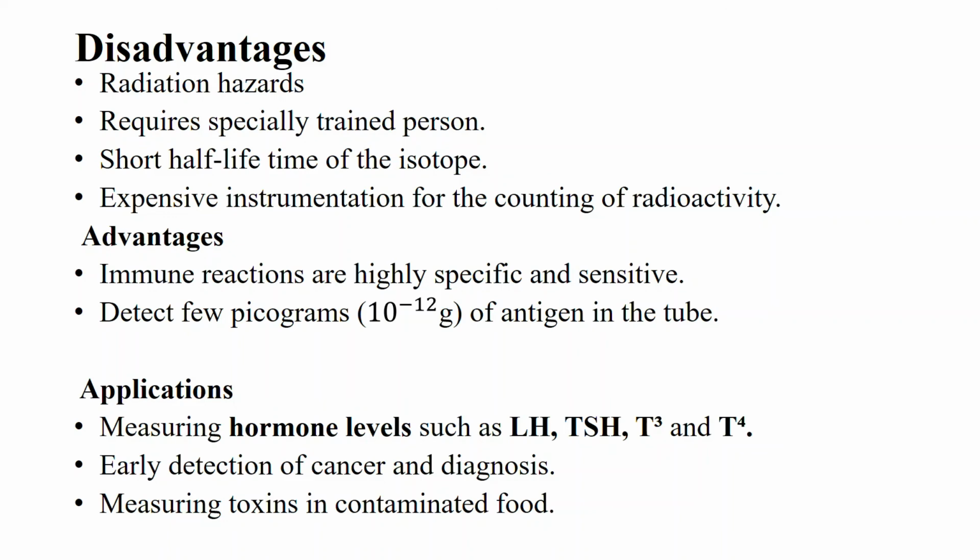If you look at the advantages of radioimmunoassay, it's a very specific and sensitive technique. In the application part, it's mainly used for analysis of hormones, vitamins, metabolites, and diagnostic markers, and for detection of early stages of cancers. It's also used for measuring the concentration of toxins present in contaminated foods, and for detecting infections caused by sexually transmitted agents like HIV, chlamydia, or hepatitis B and C, and also for detecting drug poisoning such as cocaine and other drugs.